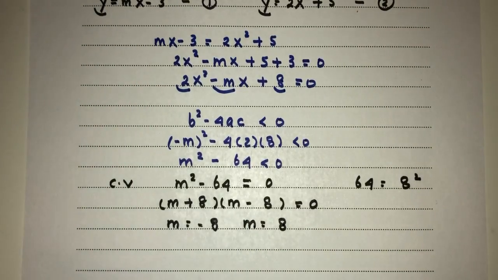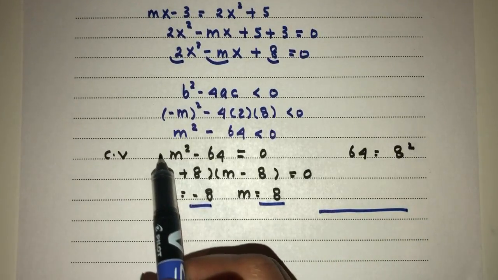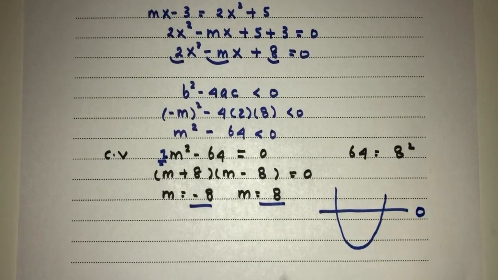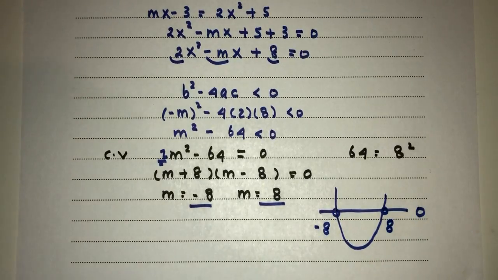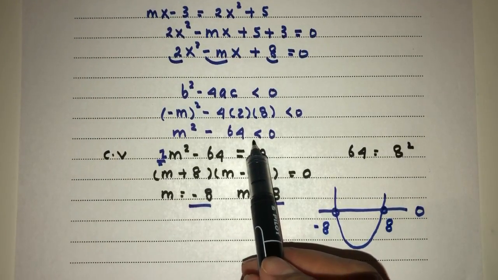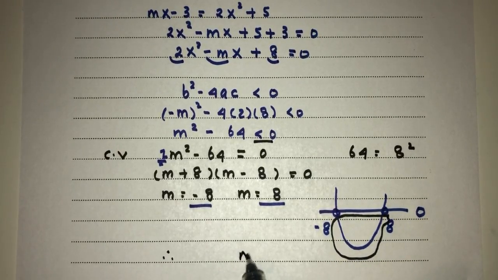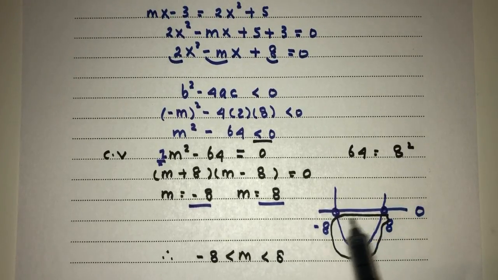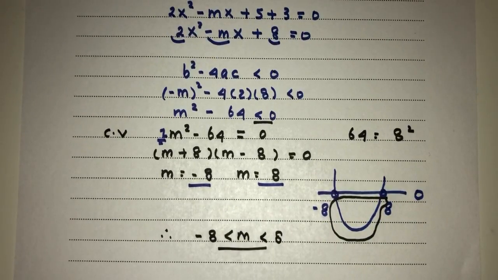Now, this is not the answer because these are only the critical values, right? So we have to draw the graph. Because the coefficient of m squared is positive 1, the shape of the graph will be something like this. This is 0. This is the first point, this is the other point. This point is minus 8, this is 8. So according to the graph, we're looking for the values which are below the line. Not less than minus 8, but between 8 and minus 8, that is when the expression is less than 0 as required. That is your answer for question number 1.